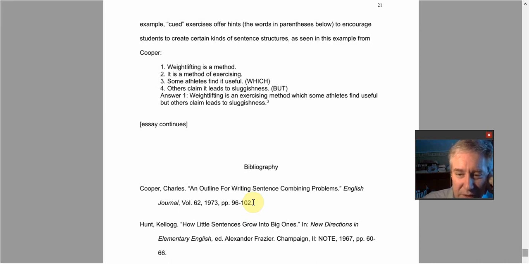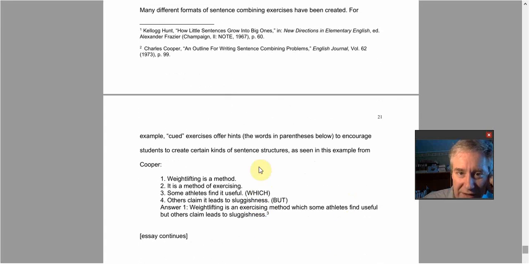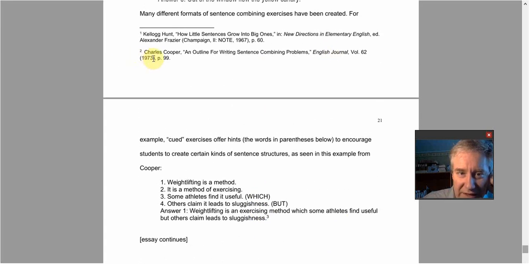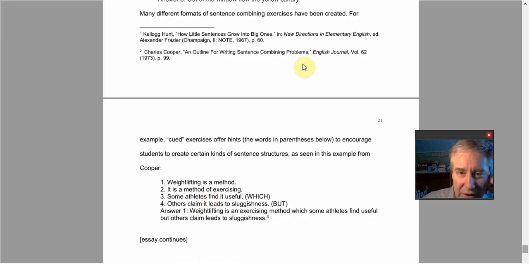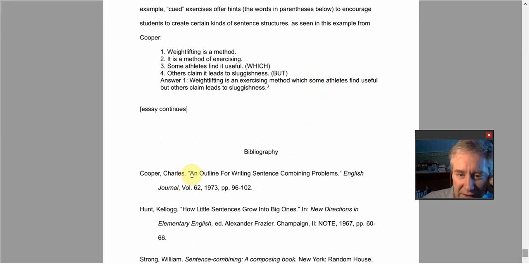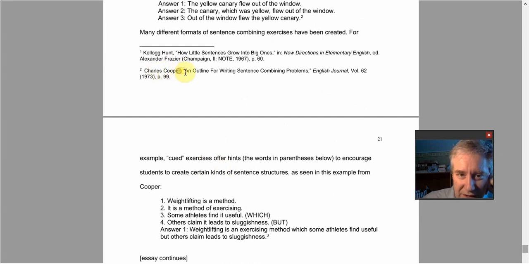You'll notice here, we don't have any parentheses. We don't have any round brackets. Here we had the year, 1973, in round brackets. Here it's not. The rules are a little different for bibliography entries. I think that's just about the only thing that's different. No, something else that's different. There's a comma here, an outline for writing sentence combining problems, comma, and then English Journal. Down here, an outline for writing sentence combining problems, period, and then English Journal. And here it's a period too, after Charles, but here it's a comma.